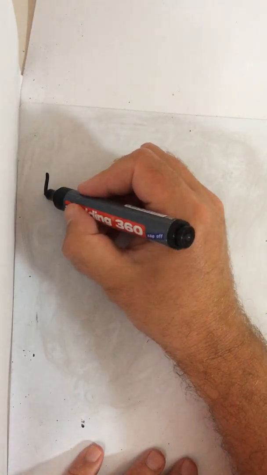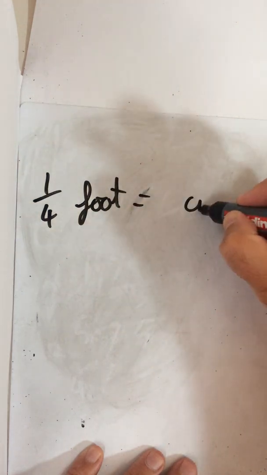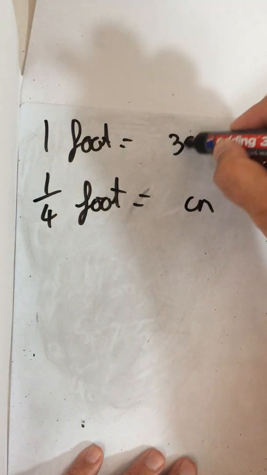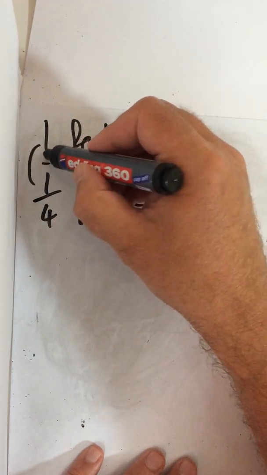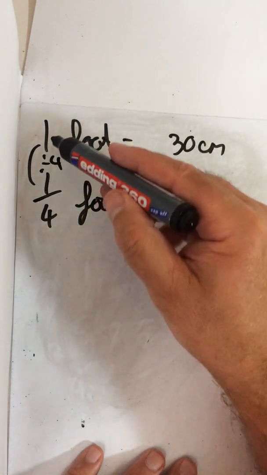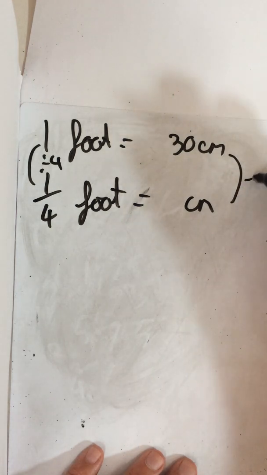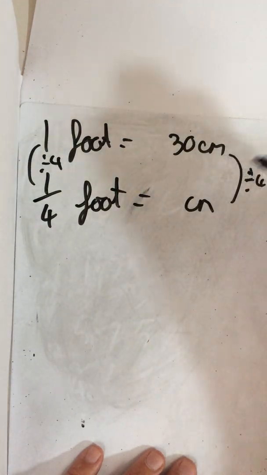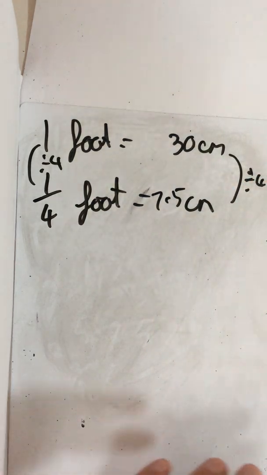If I wanted to find a quarter of a foot, how many centimeters is that? I know 1 foot is equal to 30 centimeters. So to get from 1 to a quarter, I'm dividing by 4, aren't I? Dividing by 4 will give me a quarter, so I do the same to this side. Dividing by 4 is the same as finding a quarter of something. Halve it again, 7.5 centimeters.